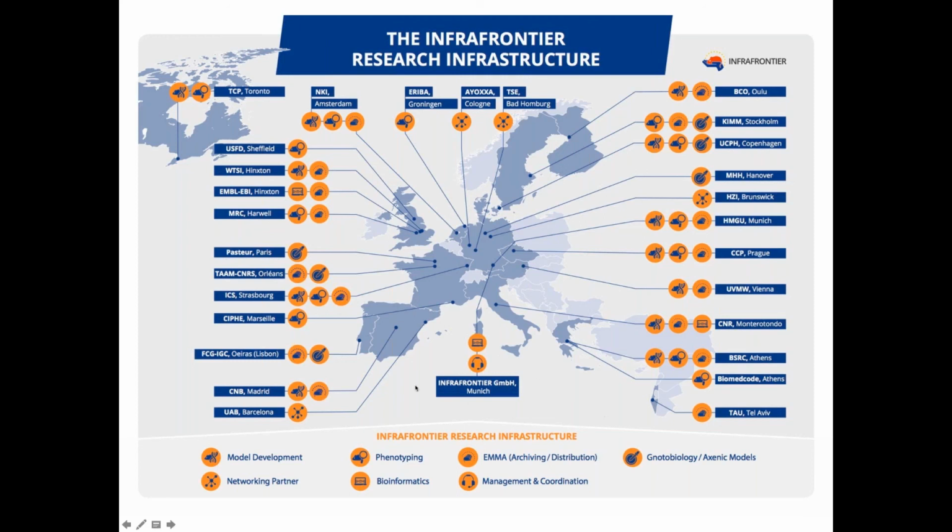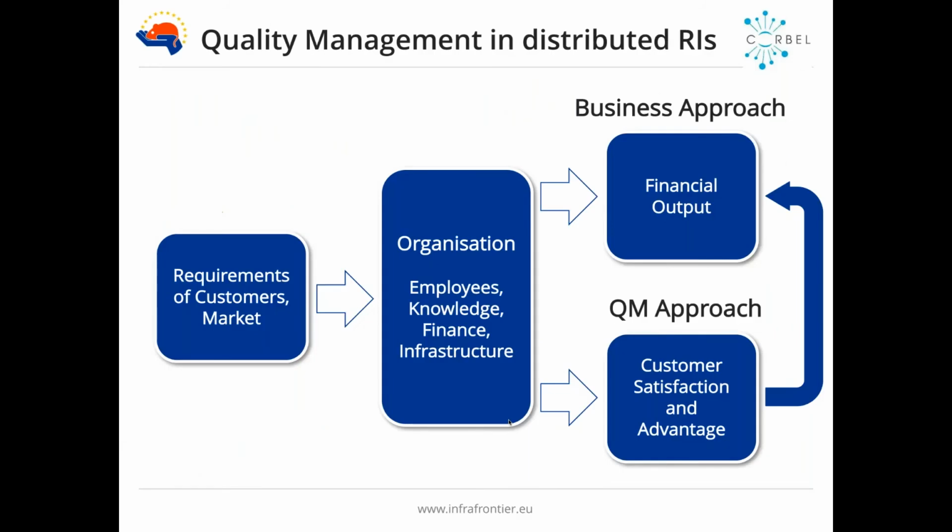So our current implementation covers the INFRAFRONTIER coordination and management unit, but we are also installing an INFRAFRONTIER quality management network to see how the different solutions can then be aligned. So we have to do our homework first and implement the quality management system for the coordination and management unit. And in a parallel process, we will look into alignment of the existing solutions in the research infrastructure.